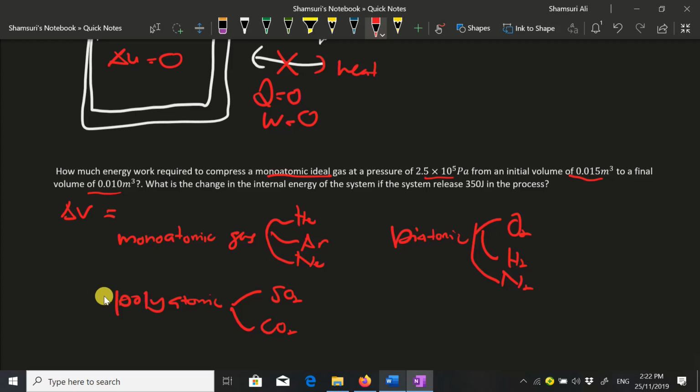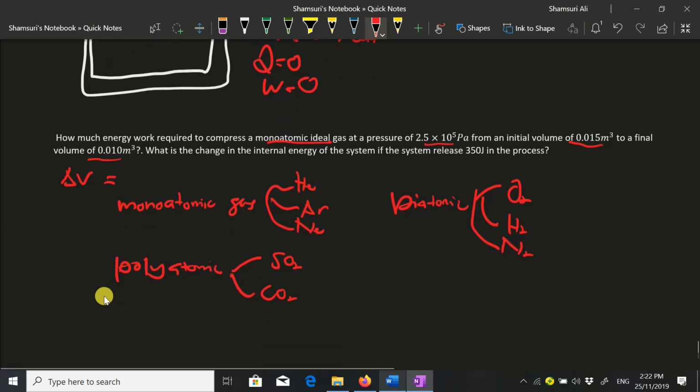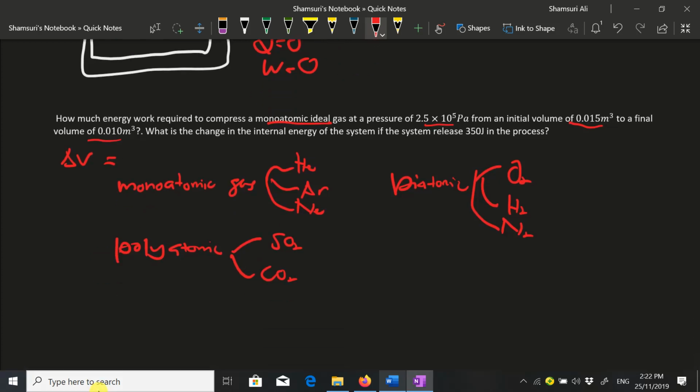How much energy is required to compress a monoatomic gas? So now we have gone through the process of work done, positive and negative. Another term we need to know about is work done, the omega W. It is positive when it expands, but the work done is negative when it's compressed. So here it is compressed, so the energy required to compress is actually negative work.